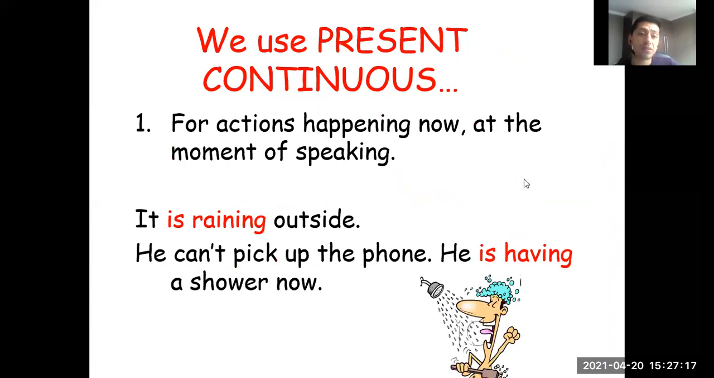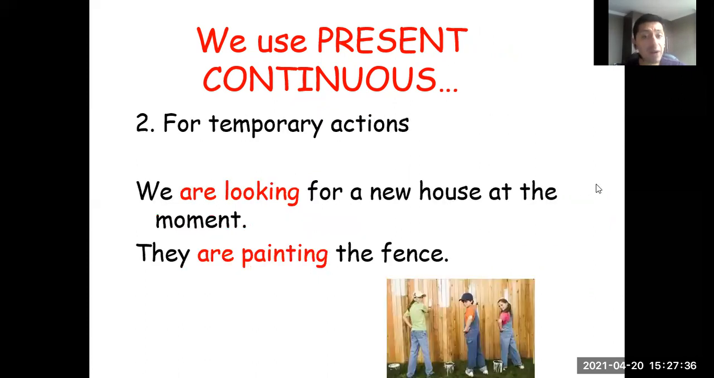When do we use the present continuous? So for actions that are happening at the moment, right now, at the moment of speaking. So for example, it is raining outside. Or for example, if we see the image, he can't pick up the phone because he's having a shower now. This moment. For temporary actions, for example, we are looking for a new house at the moment, and if we see the image, they are painting the fence. This moment, temporary action.